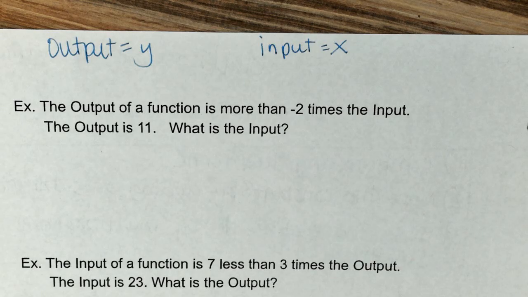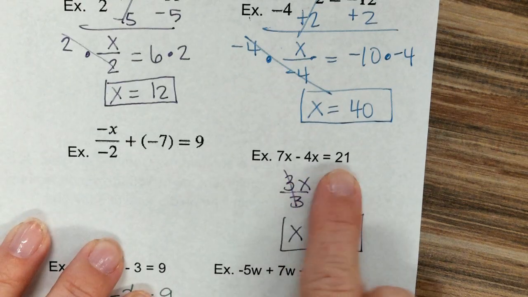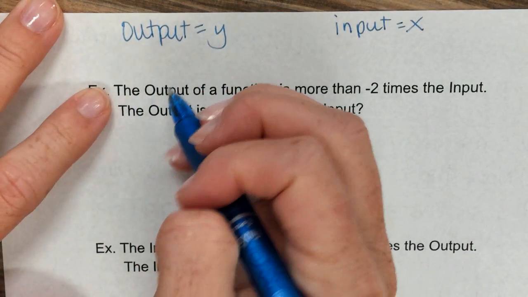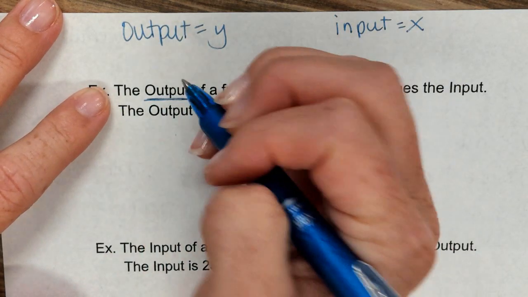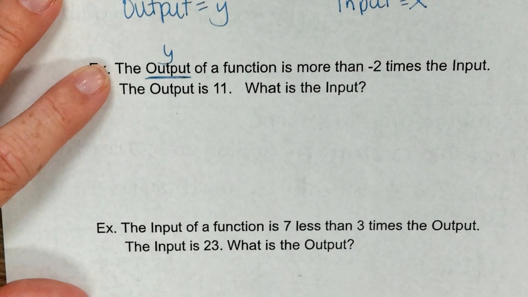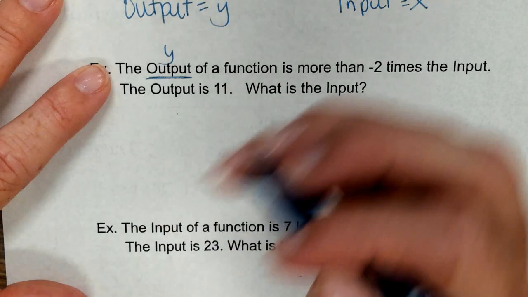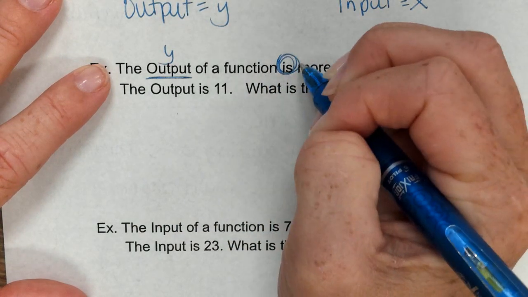You are going to have a word problem, and all you have to do is follow the words to write something that looks like this. Make sense? All right. We're going to go slow. The output, what did we say output means? Put that. Of a function is, who can tell me what is means in math?